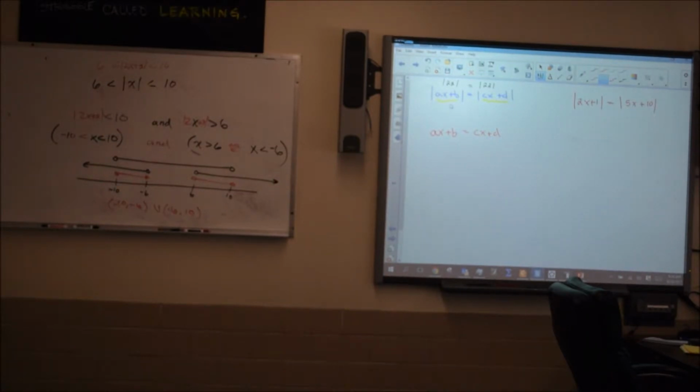But we also know, I'll do it with the right-hand side, if that's the absolute value of 22, to get a true statement this could be the absolute value of negative 22, right? That would still be a true statement. I take the absolute value of this, I get 22. Take the absolute value of this, I still get 22. So that tells me that this expression here could be ax plus b, but this one could be the opposite of cx plus d.